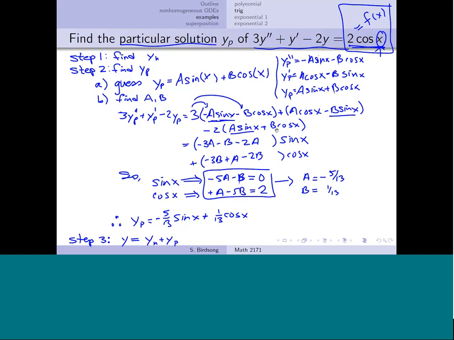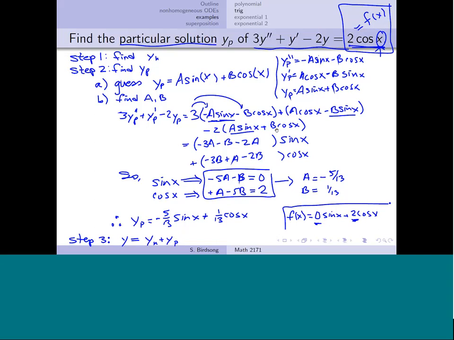Yes. So to answer the question, the 0 and the 2 came from our f of x. Let me put a little bit of a side note right here. Our f of x, the non-homogeneous part, can be written as 0 times sine plus 2 times cosine. So what we did is just compare the coefficients of what sine and cosine were supposed to equal.